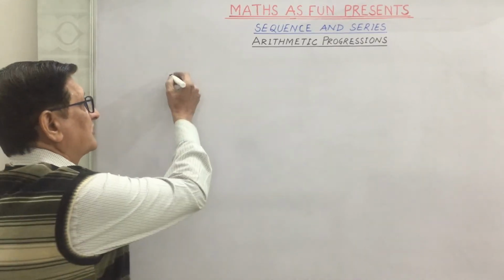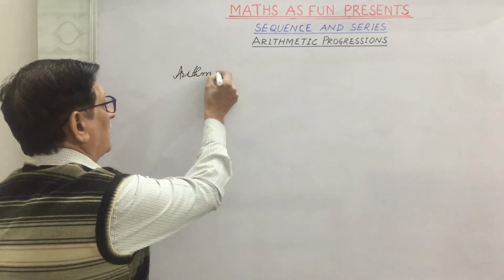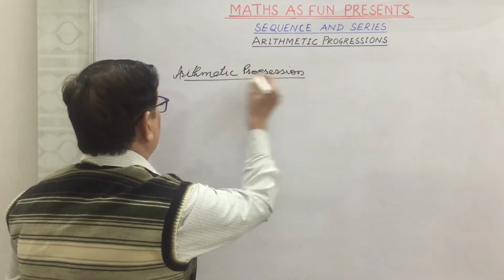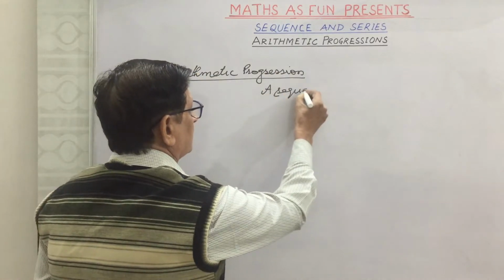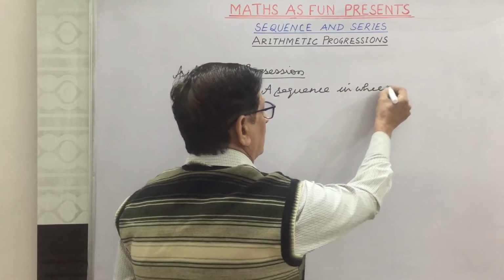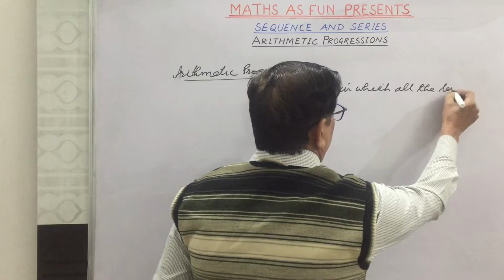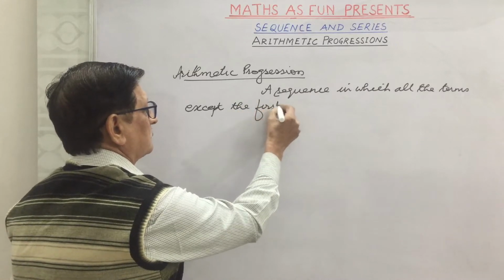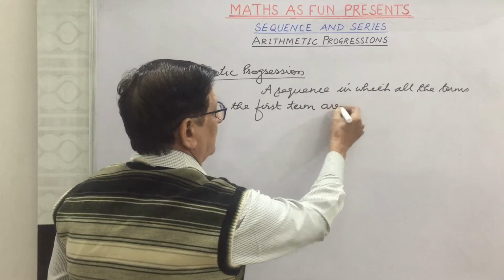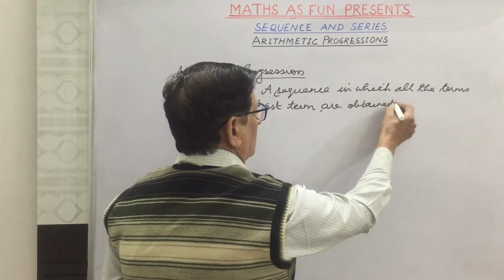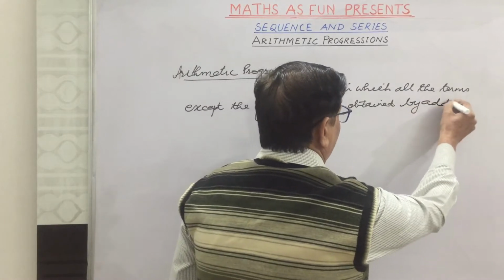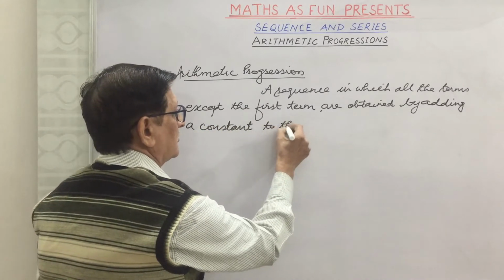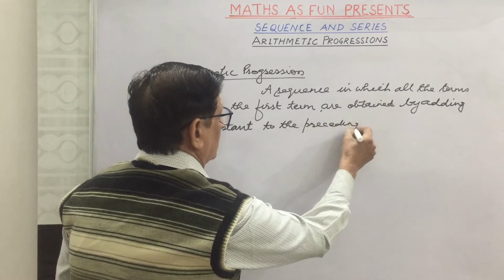So when we write the definition of arithmetic progression, that will be a sequence in which all the terms except the first term are obtained by adding a constant to the preceding term.